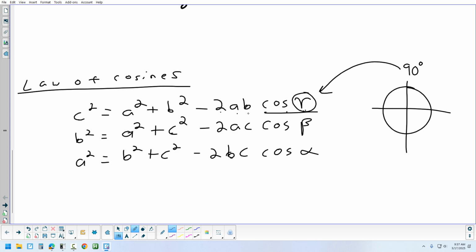Yep. 0. And if you subtract 0 from something, you're not really subtracting anything. So when this angle is a 90, this entire part that we just put on the end disappears. And that's why you get just the Pythagorean theorem. Okay. When this angle is not a 90, which is what's going to happen this week, then this part will not be 0. And it's very important that we use it.